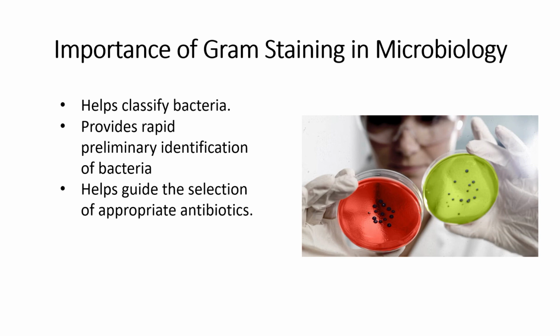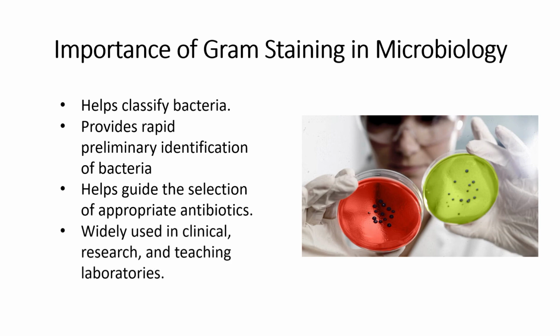Third, it plays an important role in guiding antibiotic therapy. Gram-positive and gram-negative bacteria often respond differently to antibiotics because of their differences in cell wall structure. Although the antibiotic selection ultimately depends on factors such as bacterial species and antibiotic susceptibility testing, gram staining provides an important first clue that helps clinicians choose an initial treatment while waiting for definitive laboratory results.